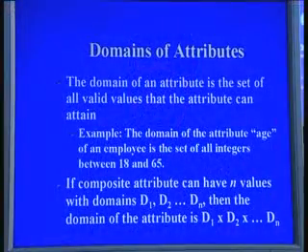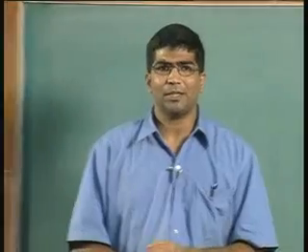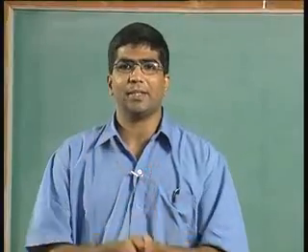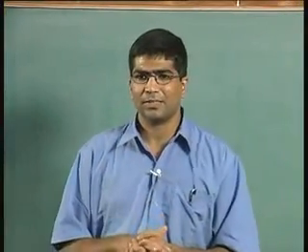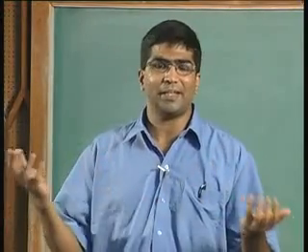Now we come to the next definition in the ER model, what is called a domain. What is meant by a domain of an attribute? A domain, to put it in a very informal fashion, shows you the space in which an attribute is going to be defined. For example, if I say age of an employee, and there are some rules that you cannot have employees younger than 18 years and older than 65 years, the domain is basically a number between 18 and 65.